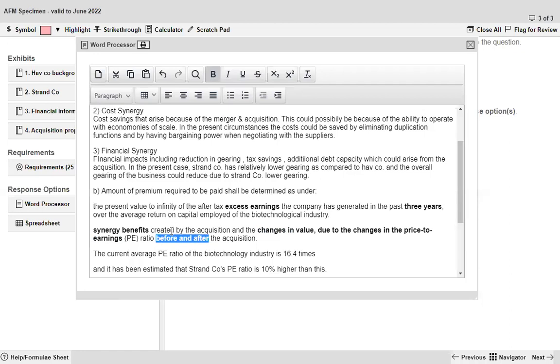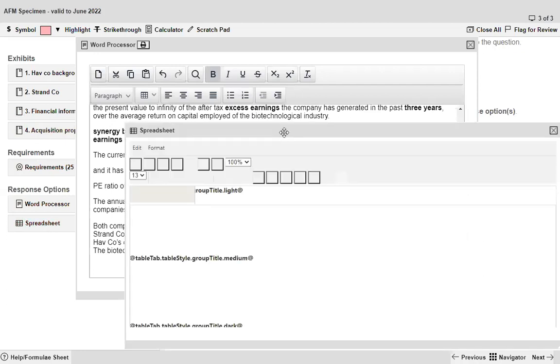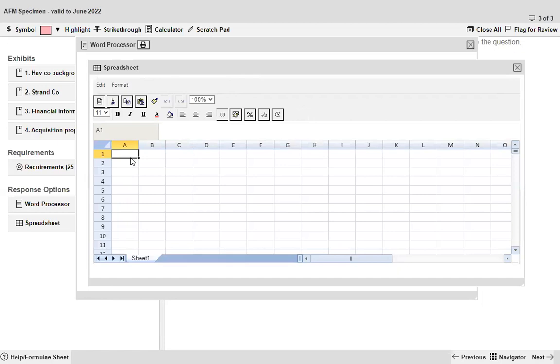Now, what is it that we need to do? I repeat, what is it that we need to do? We need to perform the calculations here. Let's just try to calculate. The premium payable shall be determined as under.